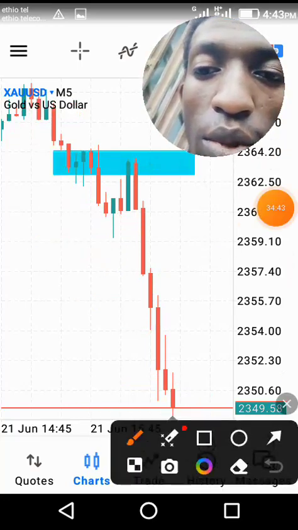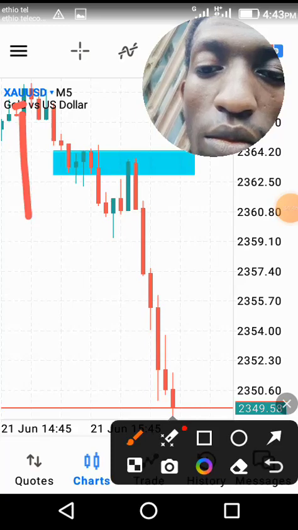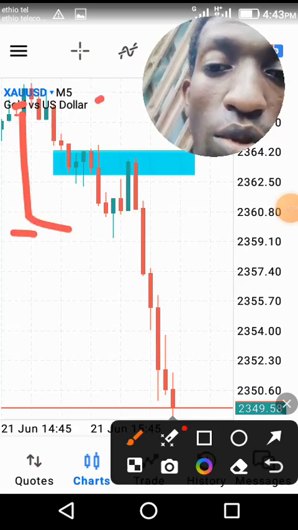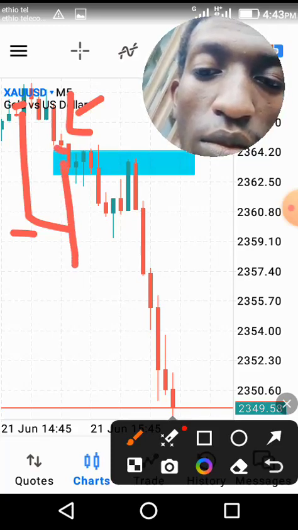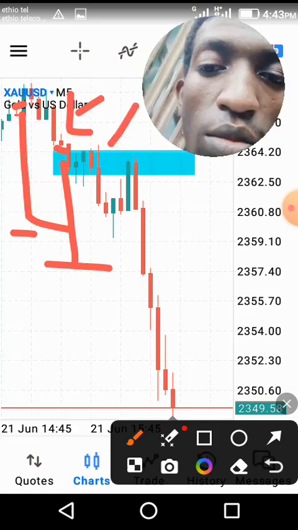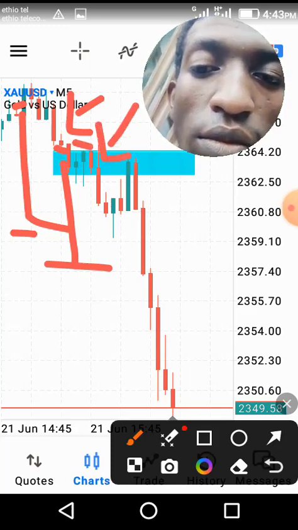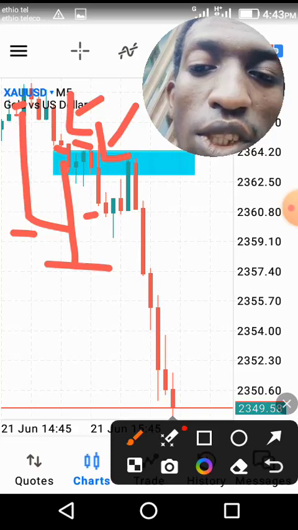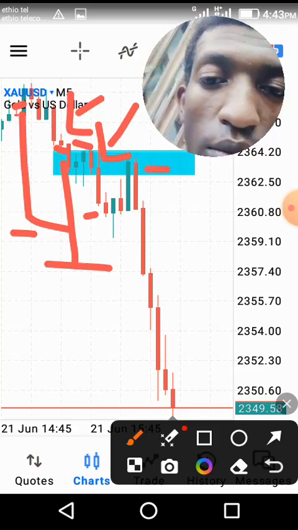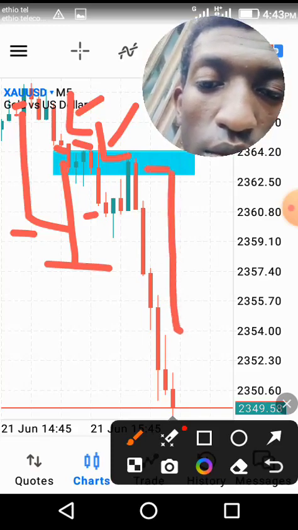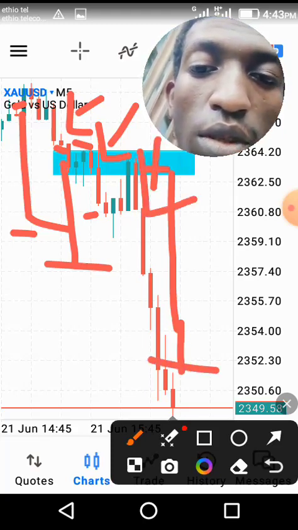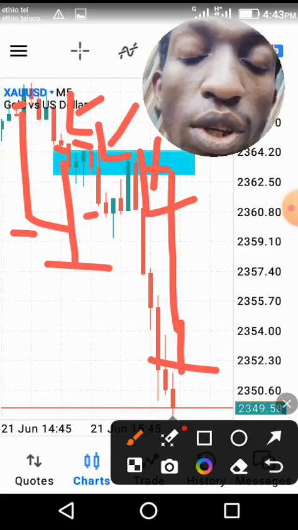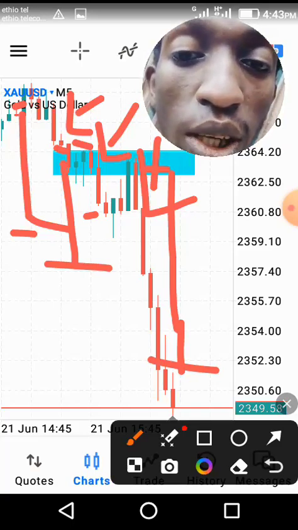For this dump, this is responsible. For this dump, this is responsible. For this dump, this is a responsibility. Do you see how everything falls into place? It is crazy.